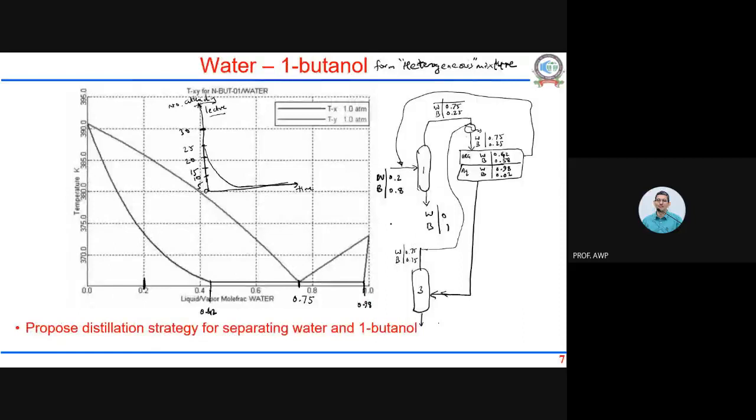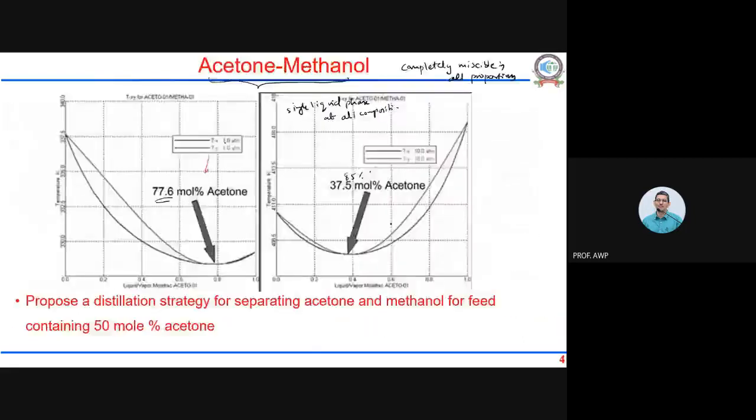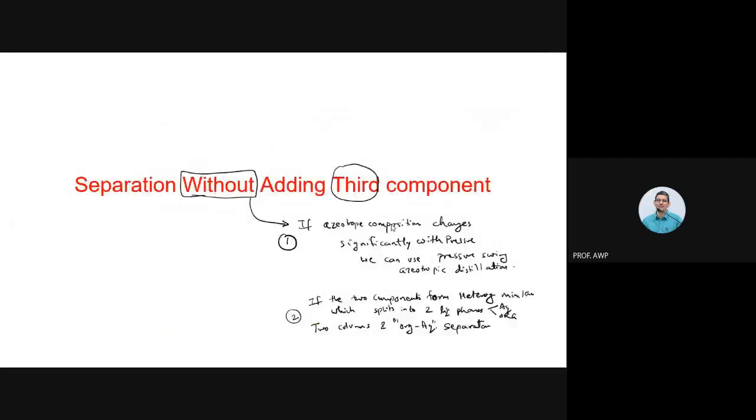Do you agree with this? So we have seen two methods today to separate azeotropes. One is if there is a significant change with pressure, and another if they form a heterogeneous mixture, then we can separate them, provided the azeotrope is between the two heterogeneous compositions.